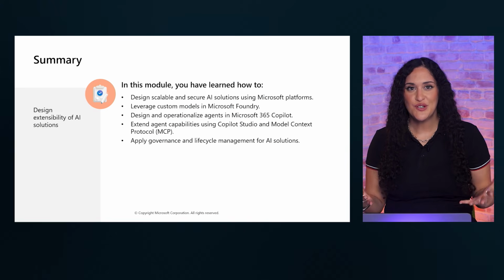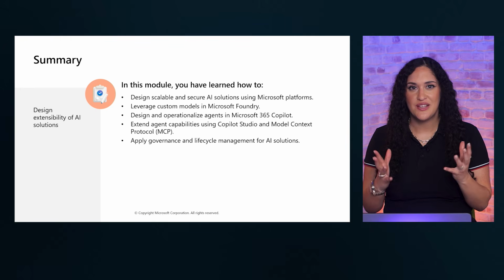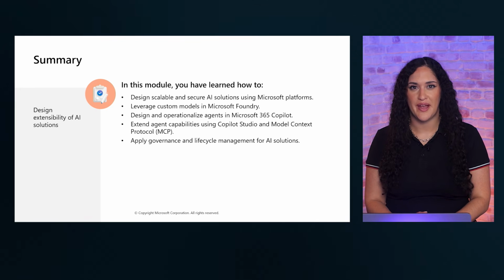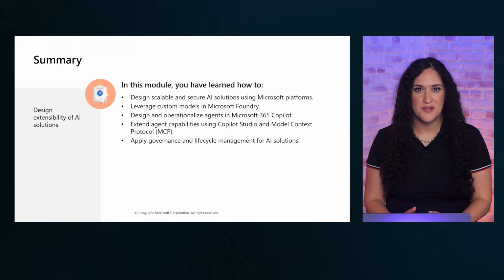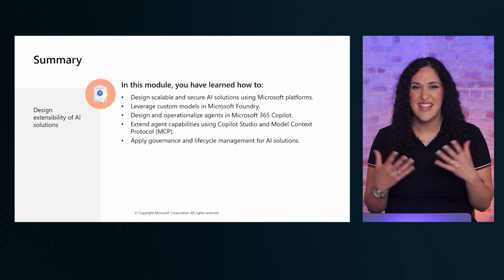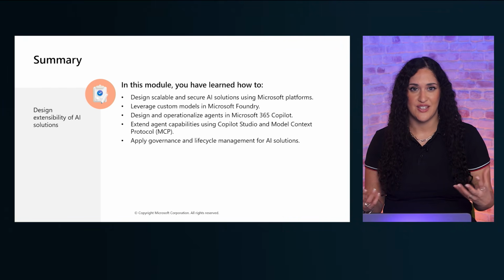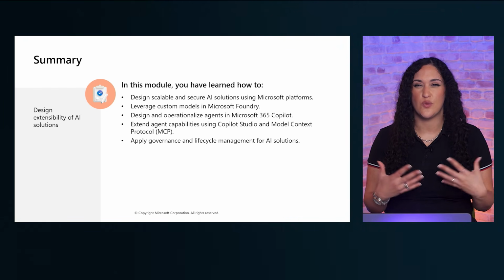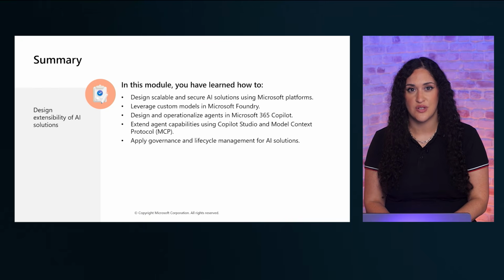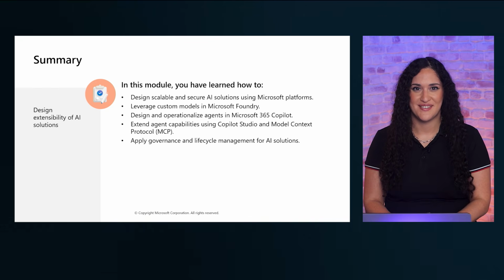Let's recap what we have learned. You can now design scalable and secure AI solutions using Microsoft platforms, leverage custom models in Microsoft Foundry, design and operationalize agents in Microsoft 365 Copilot, extend agent capabilities using Copilot Studio and the Model Context Protocol, and apply governance and lifecycle management. As an agentic AI architect, remember that extensibility, governance, and responsible AI are not just features, they are foundational principles. We've covered a lot in this session.